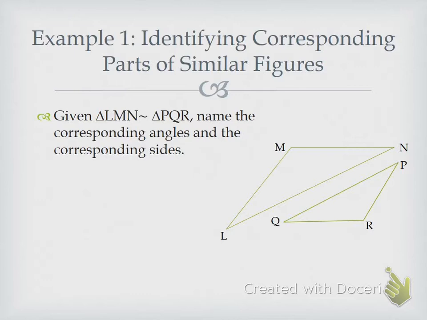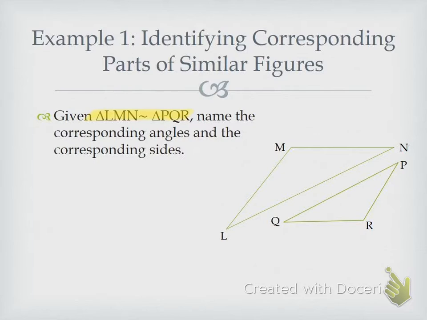Okay, it says given triangle LMN is similar. How do I know it's similar? Because it's got the similar sign right there to triangle PQR. Name the corresponding angles and the corresponding sides. Well, you see right away, are these figures drawn in the same direction? No, they're not. So that can immediately kind of throw us for a loop because visually we want to match up the angles and sides. But a lot of times that can be misleading and deceiving, okay?